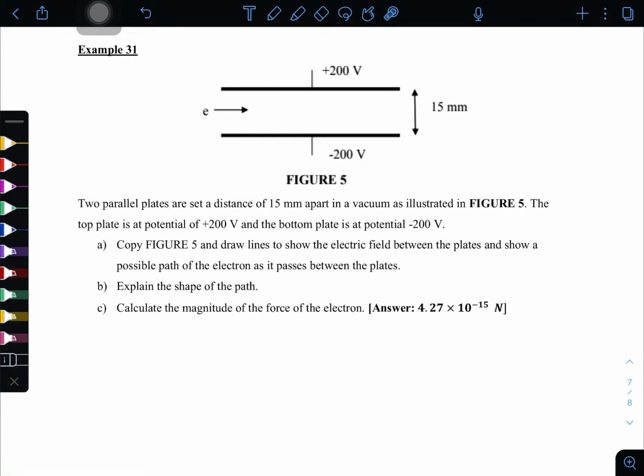Okay, for example 31, we have a figure 5 here. Two parallel plates are set a distance of 15 millimeter apart in a vacuum as illustrated in figure 5. The top plate is at potential of 200 volt and the bottom plate is at negative 200 volt. Copy figure 5 and draw lines to show the electric field between the plates and show a possible path of the electron as it passes between the plates.